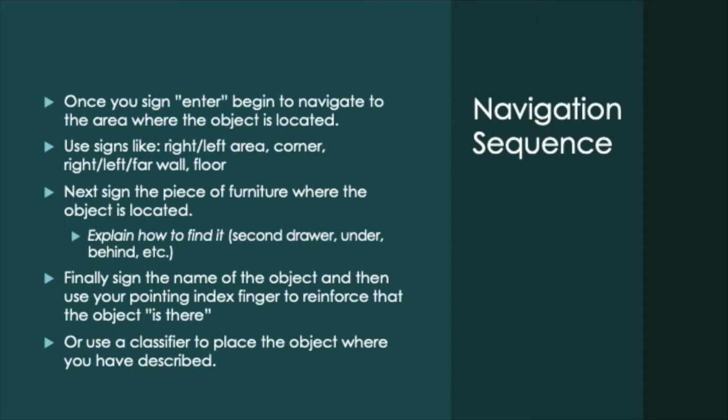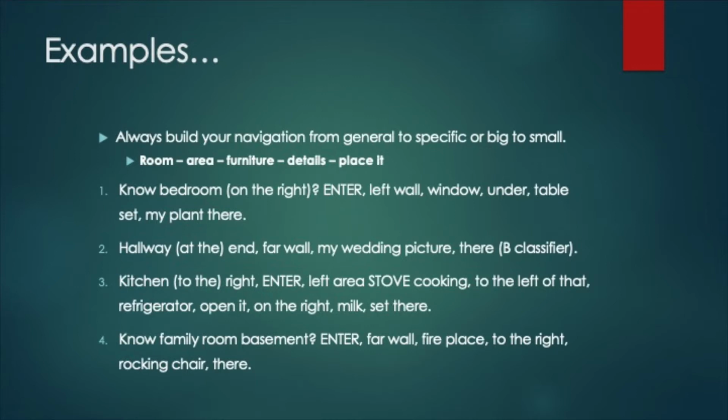Finally, name the object and use your index finger to reinforce that the object is there, or use a classifier to place it in the signing space. Build your navigation sequence from general to specific, or big to small. Think about how the object is nested in or on something in some area or some room or space. I will demonstrate the following examples.